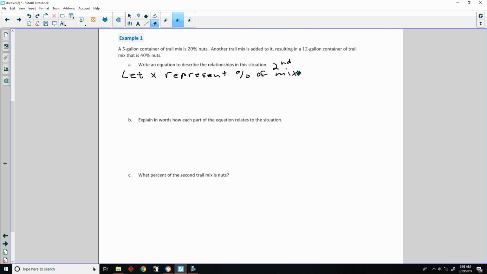How can I word this? Let X represent percent of nuts in the second trail mix that is added to the first to create the resulting 12-gallon container of trail mix. So we're going to start with that equation, some quantity equals percent times whole.